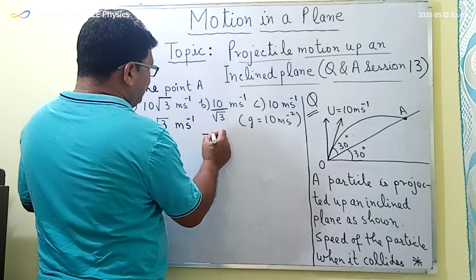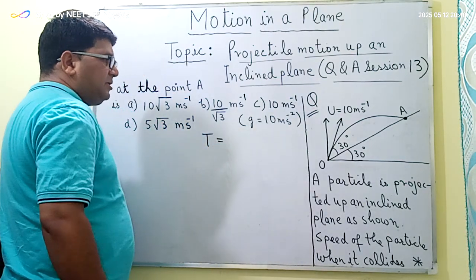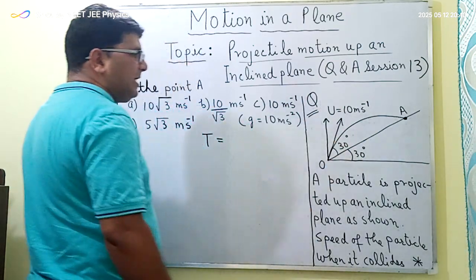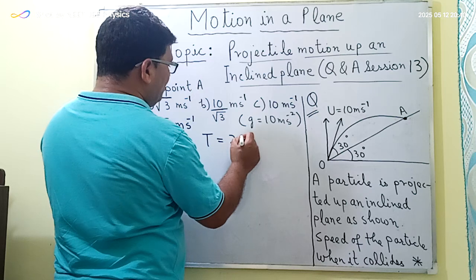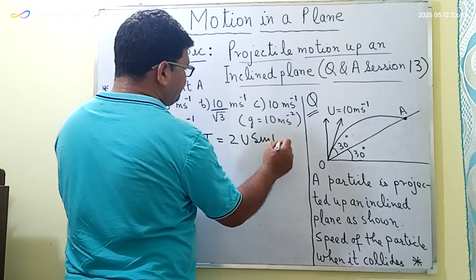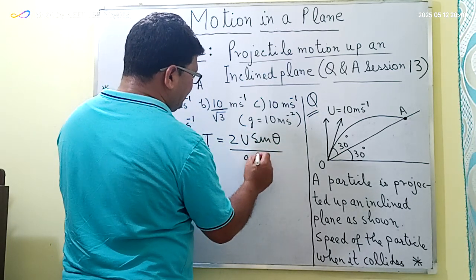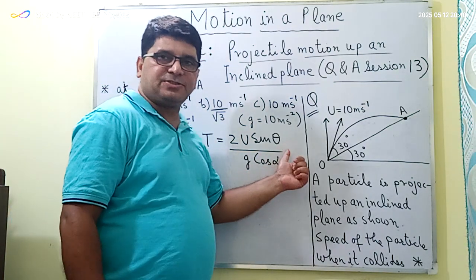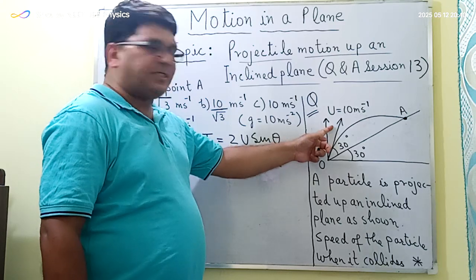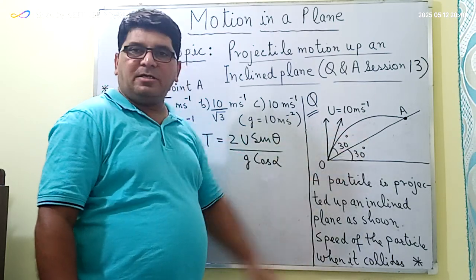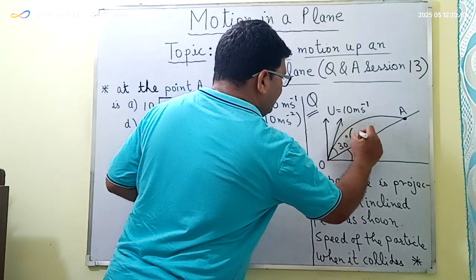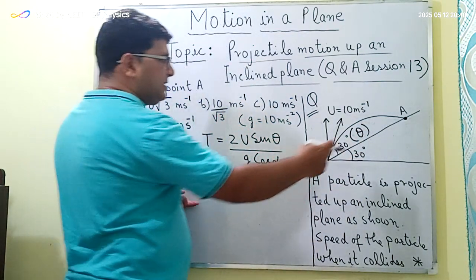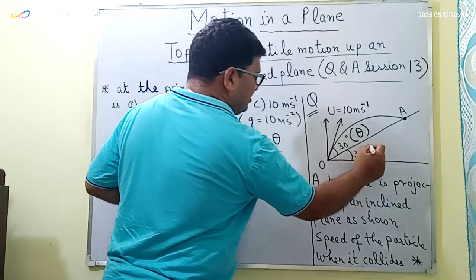So in the previous session we have seen that the time of flight of a projectile which is projected from an inclined plane is equal to 2u sin theta divided by g cos alpha. Now here theta is the angle of inclination of the projectile with the inclined plane. So this is going to be the angle theta, and alpha is the angle of inclination of the plane with the horizontal. This is alpha.